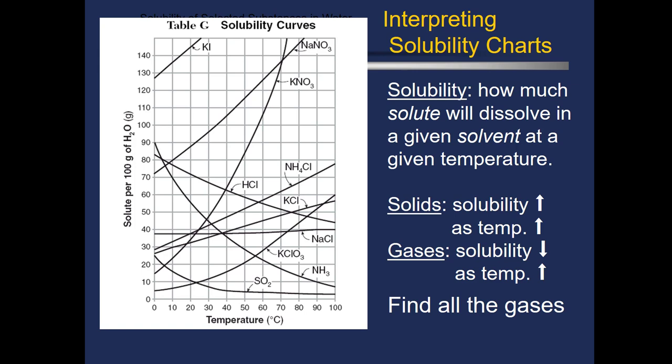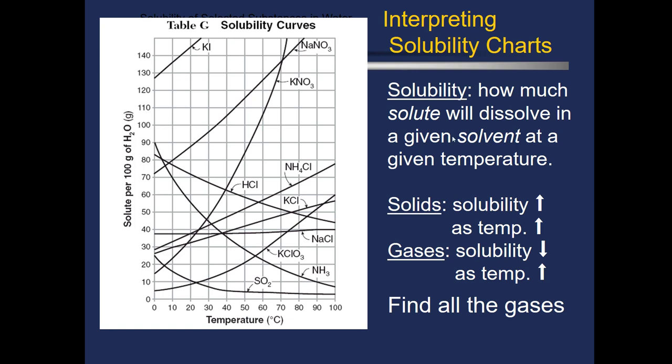So first of all, what is solubility? Solubility is how much solute will dissolve in a given solvent at a given temperature. So in this chart, we're talking about water as our solvent, and our solutes are all these different chemicals here, from potassium iodide all the way to our sulfur dioxide down here.